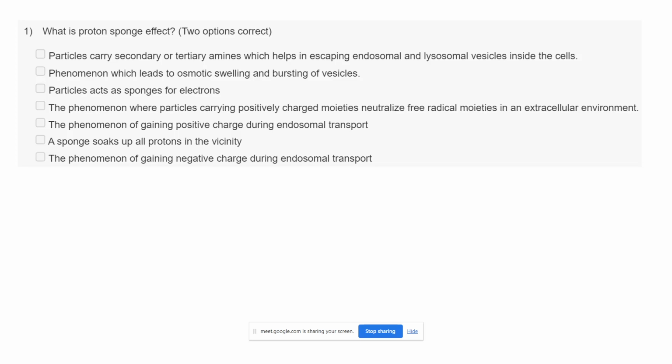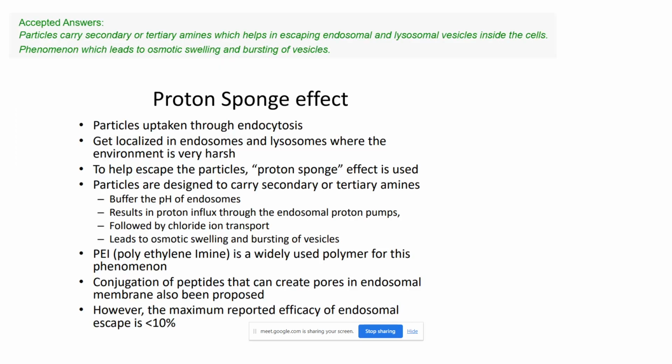So first question was, what is proton sponge effect? You have to choose two correct options. So here particles carry secondary or tertiary amines which helps in escaping endosomal and lysosomal vesicles inside the cells. Phenomena which leads to osmotic swelling and bursting of vesicles. These two are the correct options. So proton sponge effect is basically escaping mechanism from endosomal or lysosomal vesicles.